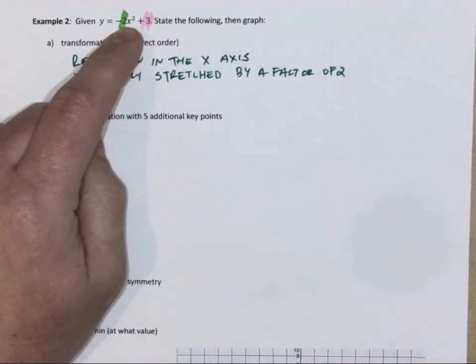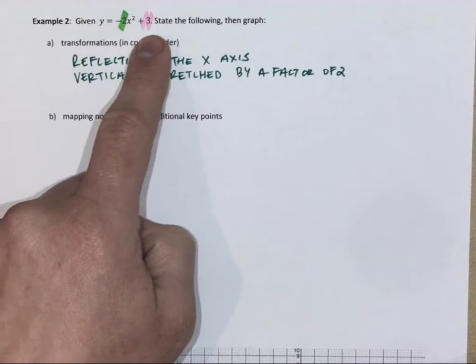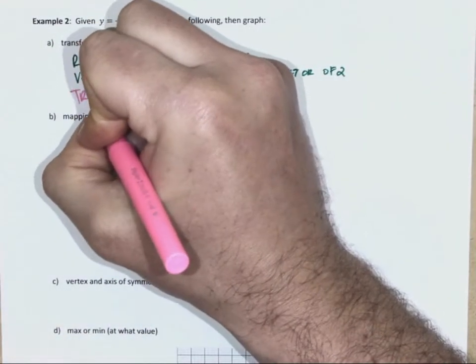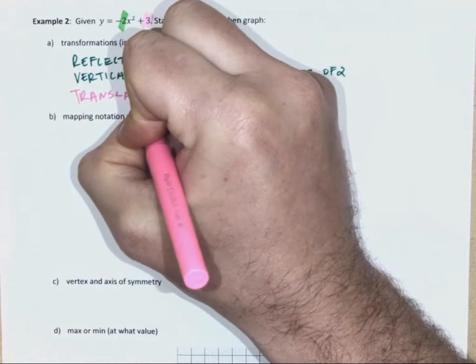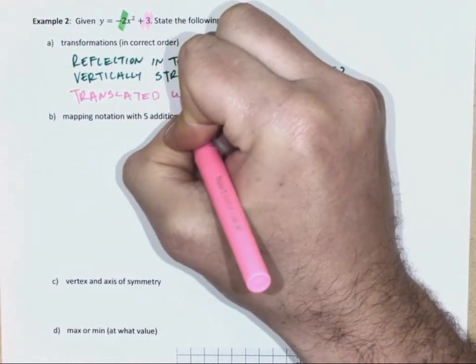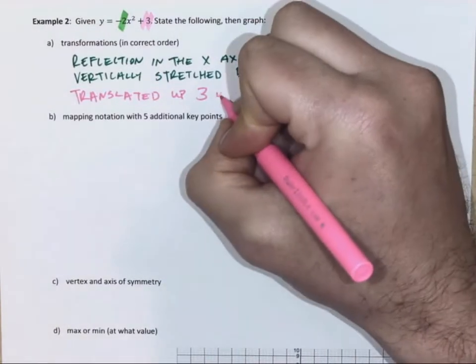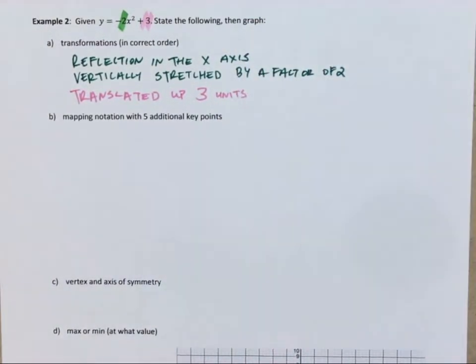No H value, so we're not shifted left or right, but now we have a K value, and then it is translated or shifted or moved up 3. And I can put units, steps, paces, whatever.